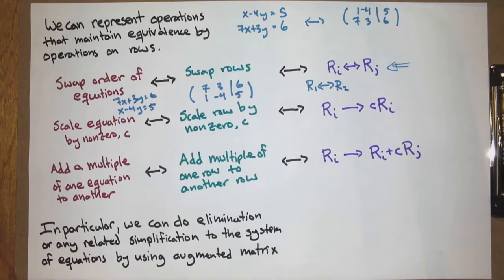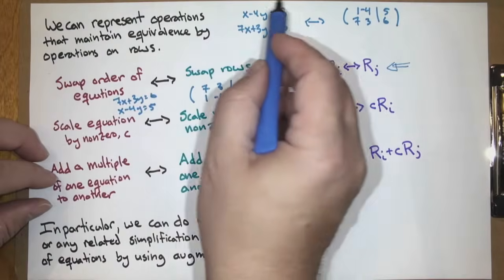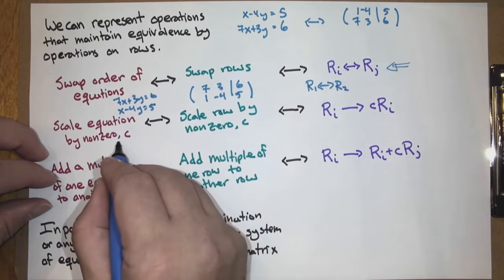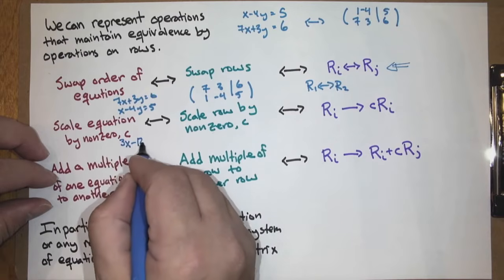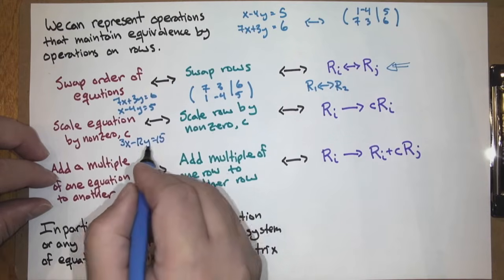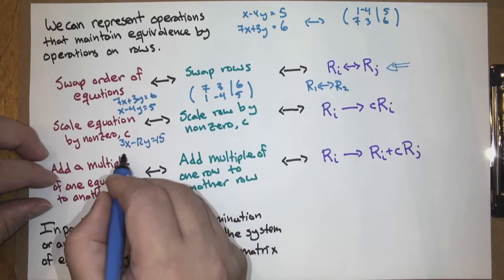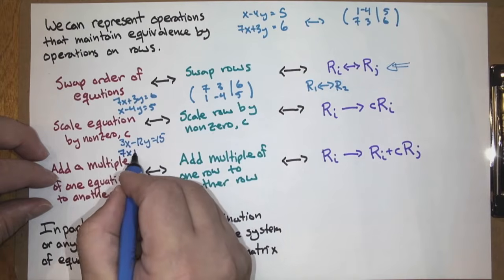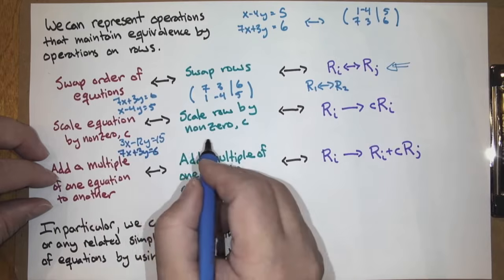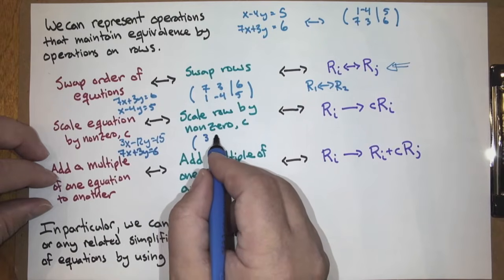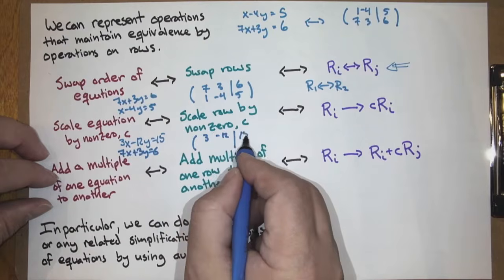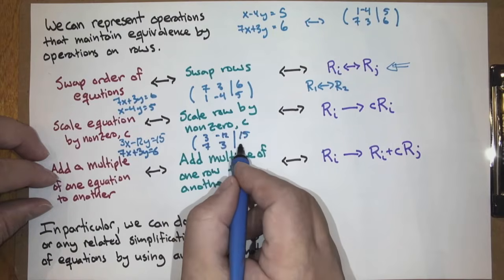Now, another thing we said is we can scale an equation by a non-zero constant. So, for example, if we come up here, I could have multiplied the first row by a 3. Why not? I could have multiplied it by anything. So it becomes 3x minus 12y equals 15, and 7x plus 3y equals 6. Well, again, read off the constants. You get 3, minus 12, 15, and 7, 3, 6.